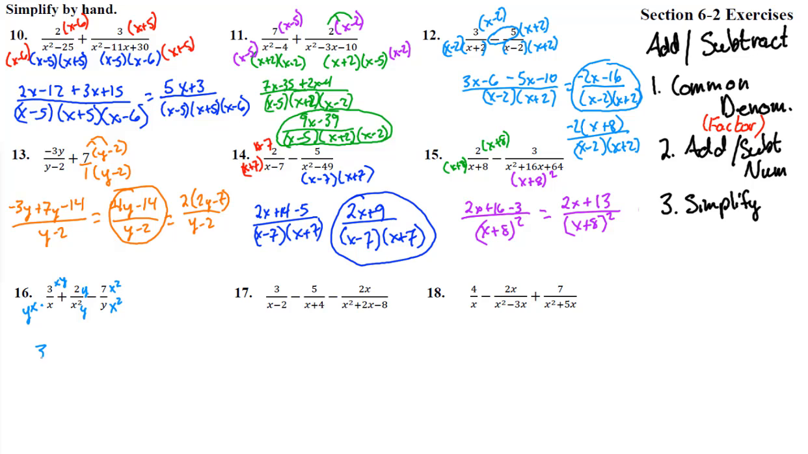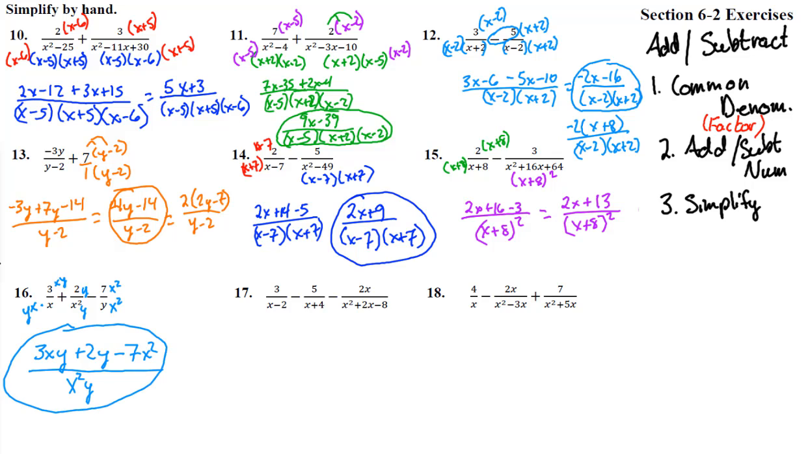Yes, so we have 3xy plus 2y plus, minus, almost forgot that minus sign right there, minus 7x squared all over the common denominator, x squared y. Now, step number 3, simplify. Is there anything that comes out of the top? Nope, 3 and 2 don't have anything in common. And this only has x's, that only has y's. We're as good as we can get. Number 16, not bad. Let's circle that guy.